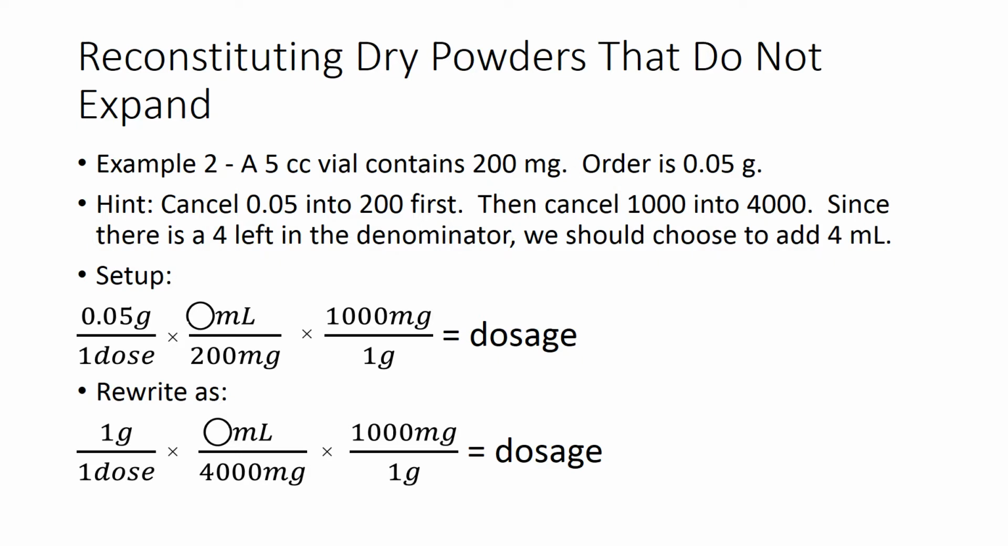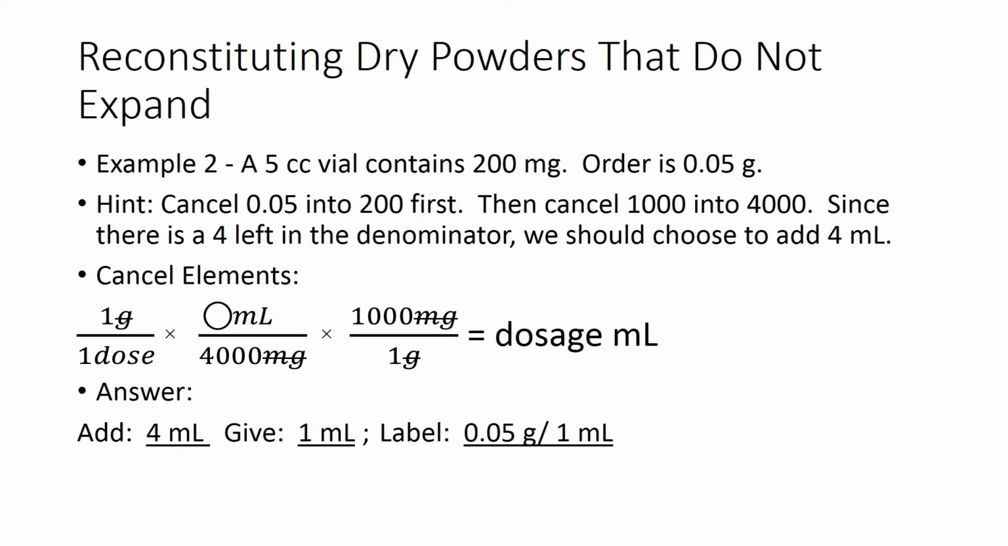So we can rewrite this as 1 gram per dose is equal to X milliliters per 4,000 milligrams. Again, we've canceled out our 0.05 and our 200, and we have the same conversion, which is 1,000 milligrams per gram. We then cancel out our like elements. The grams go away, the milligrams go away, and that leaves our dosage in milliliters. So our final answer in this particular case would be 4 milliliters of water to add. Our give would be 1 milliliter, and our label would be 0.05 grams for 1 milliliter.